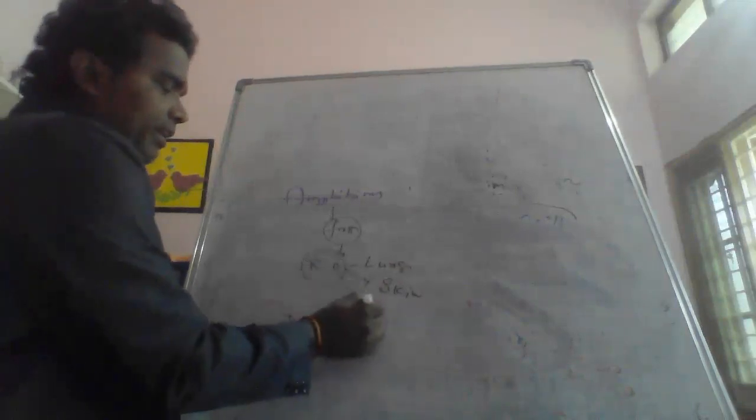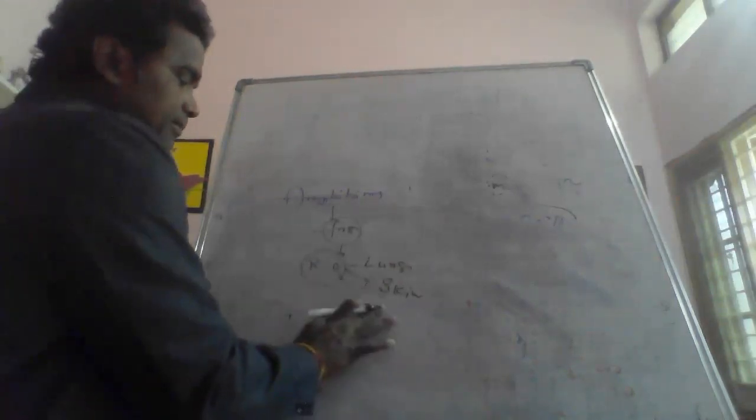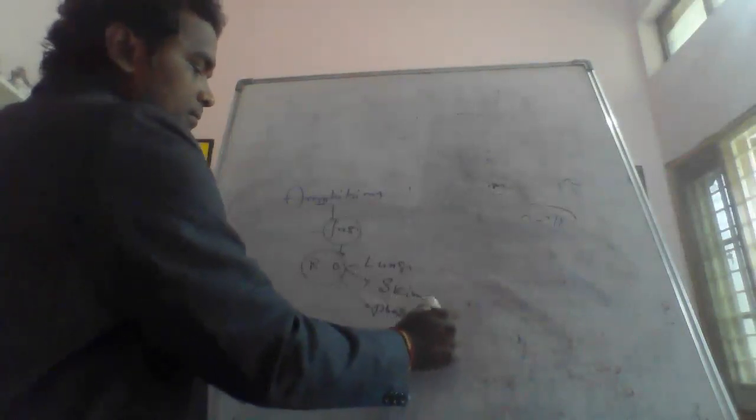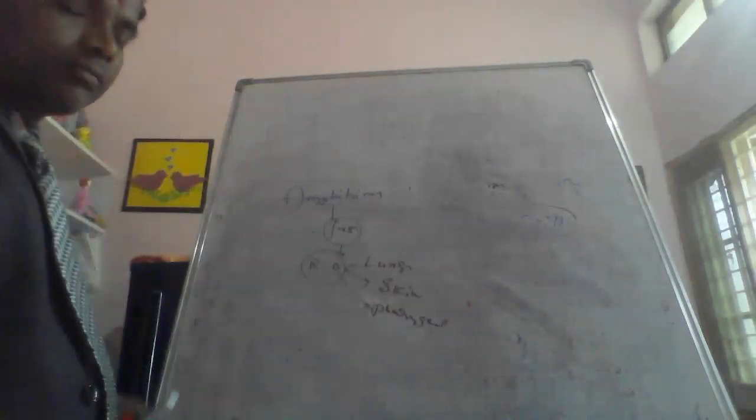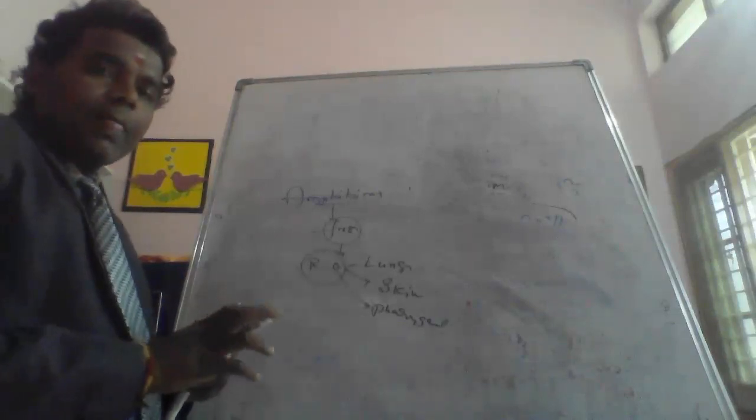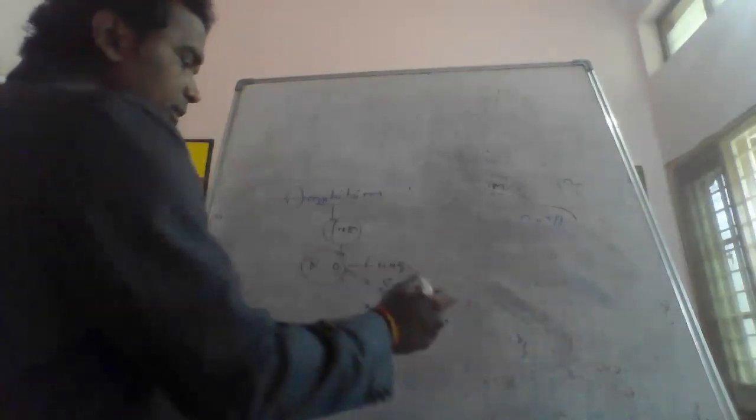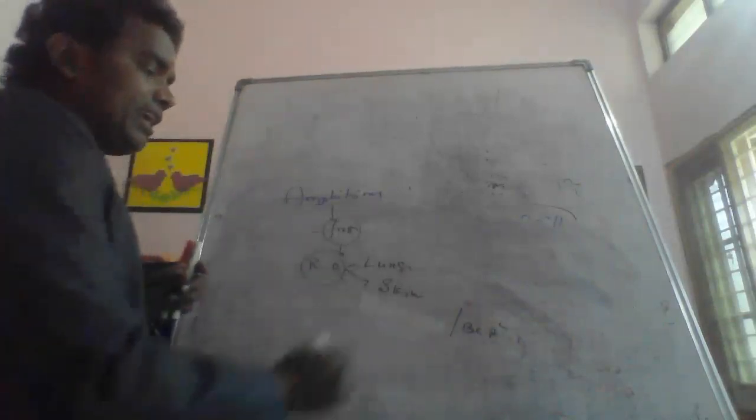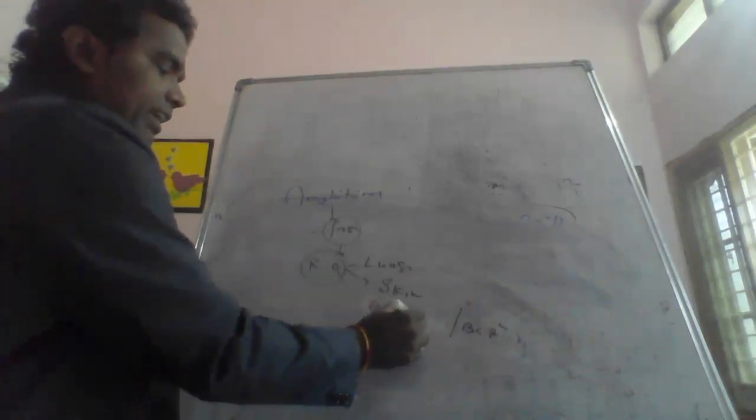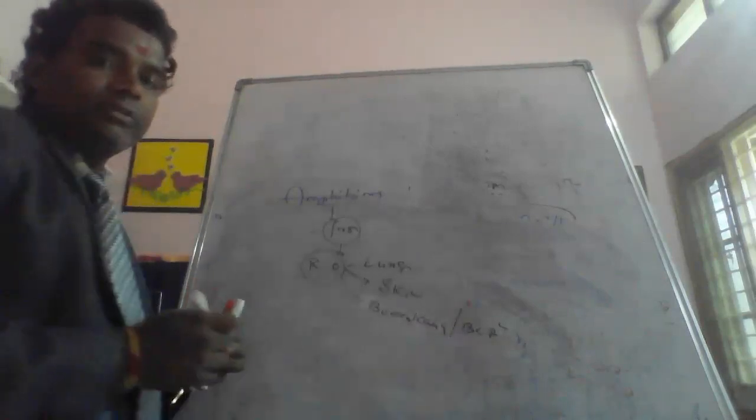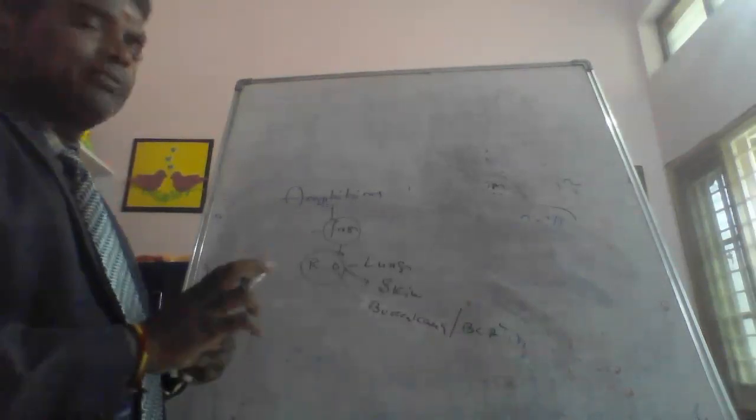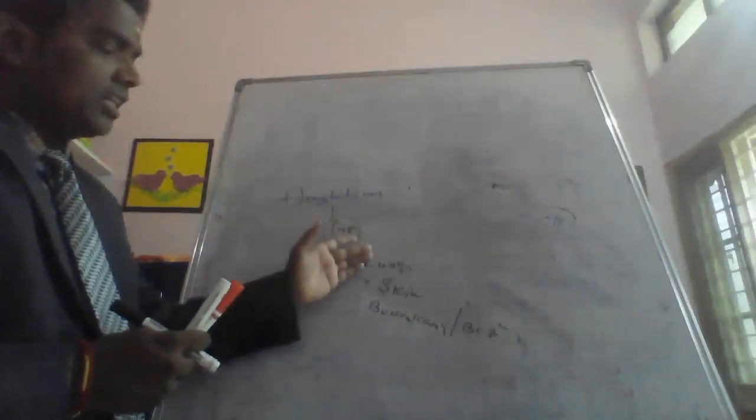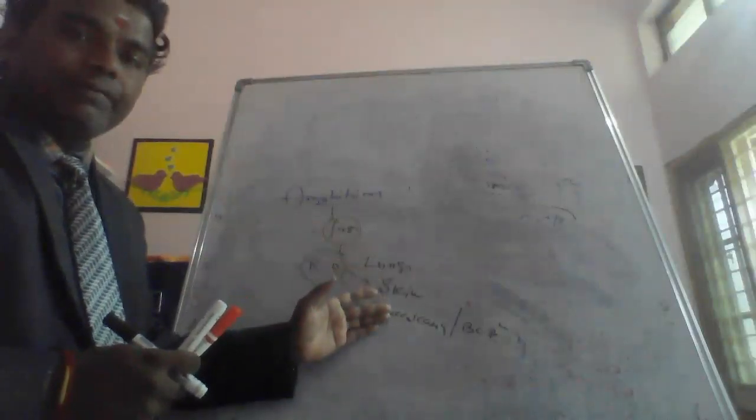Number three, pharyngeal respiration is also there, that means buccal cavity respiration. So in amphibians, especially frogs, the respiratory organs are lungs, skin and the buccal cavity.